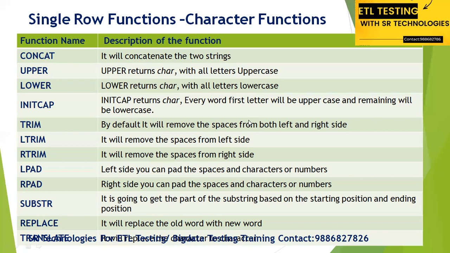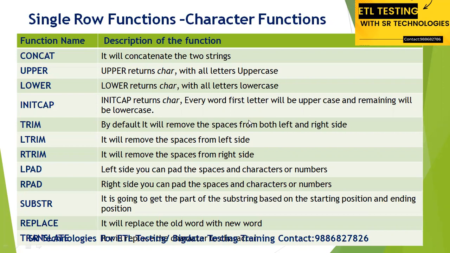Now I have trim. Trim means you are removing something, right? Trim means you are removing the spaces. Not only spaces, you can remove other things as well. And L trim means what? On the left side you are removing something and ignoring the right side. Trim means the right side as well as the left side, both sides you are going to remove. R trim, what does it do? It will remove the characters, spaces from the right side only.